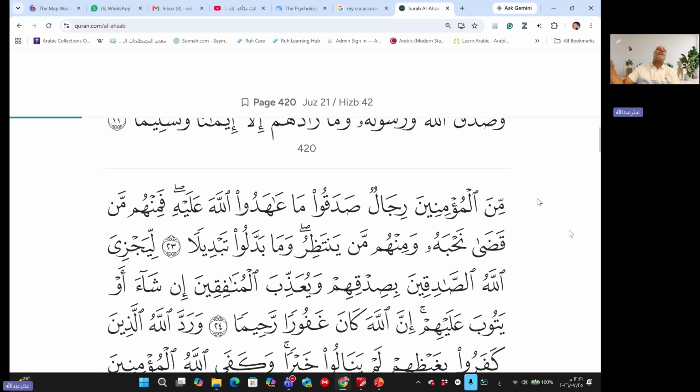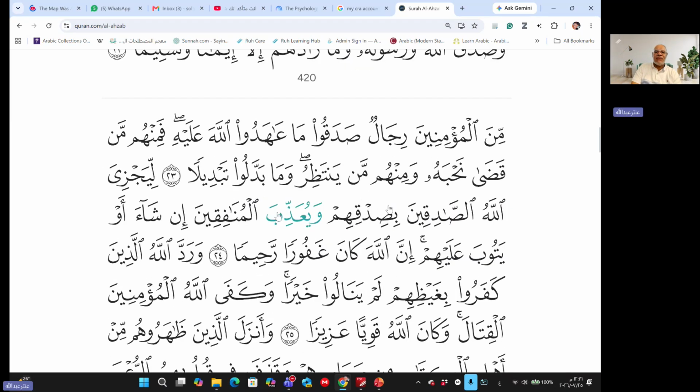So you don't need to go back 2 words, because you already had your pause at the right place. And then you say وما بدلوا تبديلا. You don't need to go back. But if you do not have any mark, then you have to go back. So say ليجزي الله الصادقين. You cannot say بصدقهم, for their truth. This cannot start a sentence. So you say ليجزي الله الصادقين بصدقهم ويعذب. And then you say ويعذب المنافقين إن شاء أو يتوب عليهم.